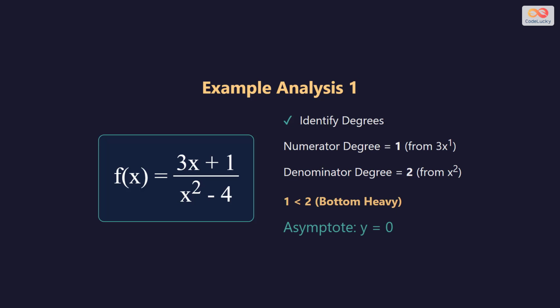Let's look at an example. Here we have the function (3x + 1) divided by (x² − 4). The degree of the top is 1 and the degree of the bottom is 2. Since 1 is less than 2, the asymptote is y equals 0.